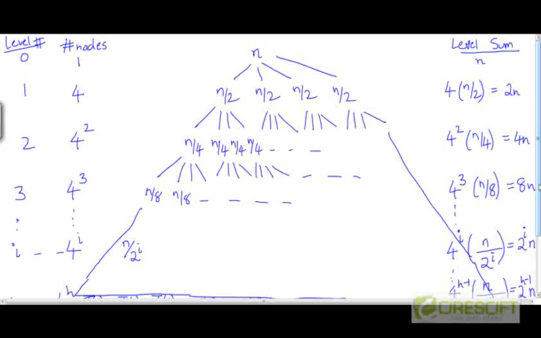So there are three different cases. The first case we looked at was when the level sums are exactly the same at every level. In the second example we took, the level sums were geometrically decreasing down the tree. And in this example, the level sums are geometrically increasing down the tree.